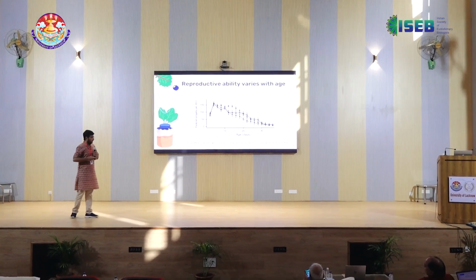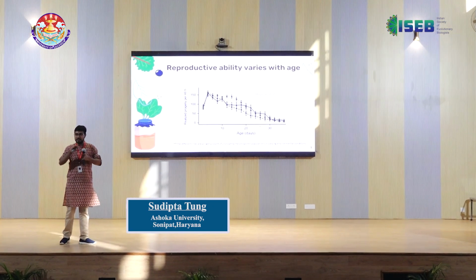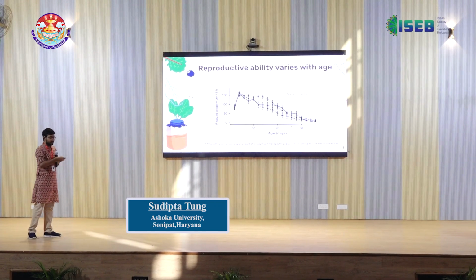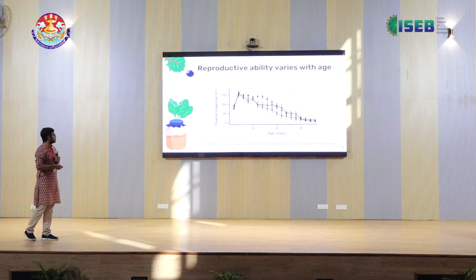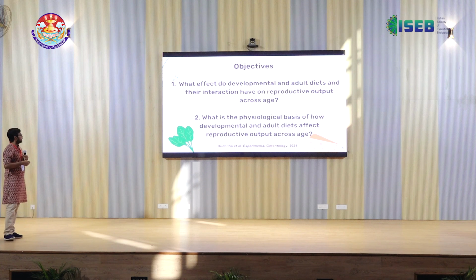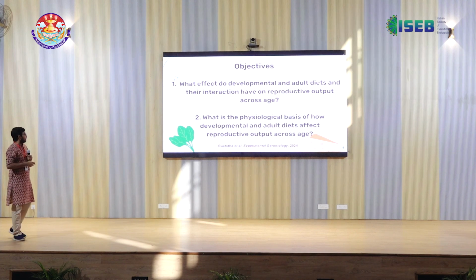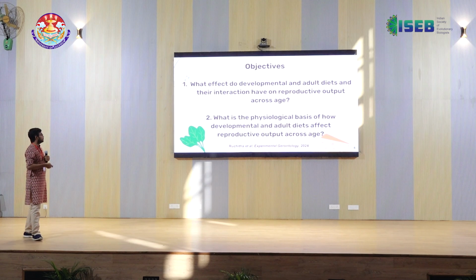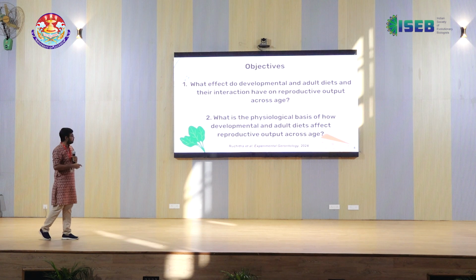However, we also know, and it has been shown experimentally, that the reproductive output of an organism does not stay constant throughout its life, it changes. It also undergoes age-related declines, right? So we refined our question into this objective: what is the effect of developmental and adult diet and their interaction on reproductive output across age, and what is the mechanistic or physiological basis of those effects? What we will be seeing is the result of objective 1.